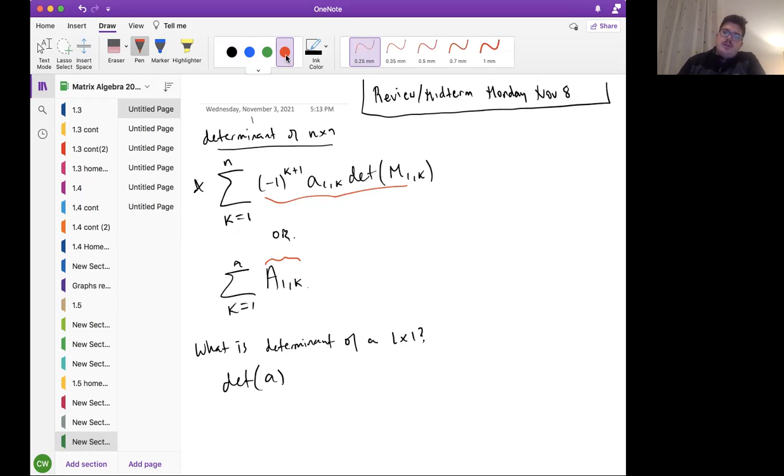And remember that last time, to make the formula look a bit nicer, we substituted this whole expression for just this capital A, ik, which is called, remember, the cofactor. The cofactor of the element A, 1k.